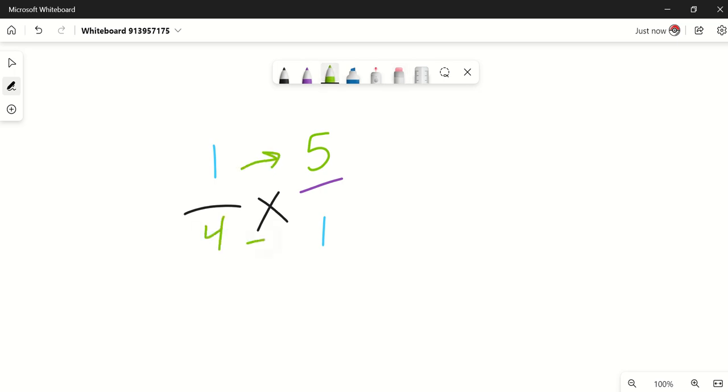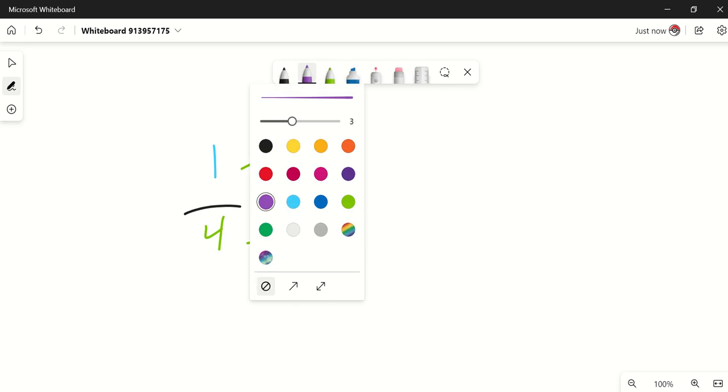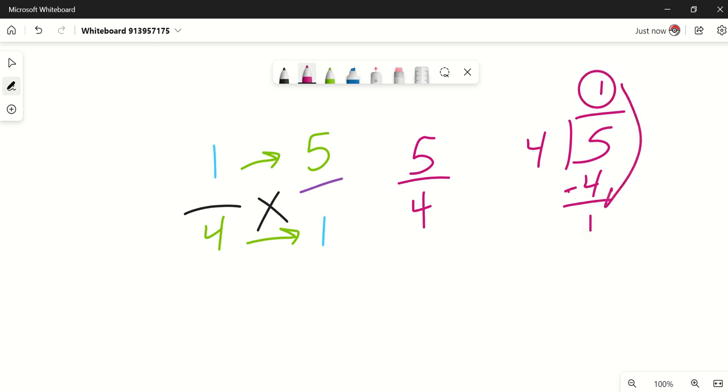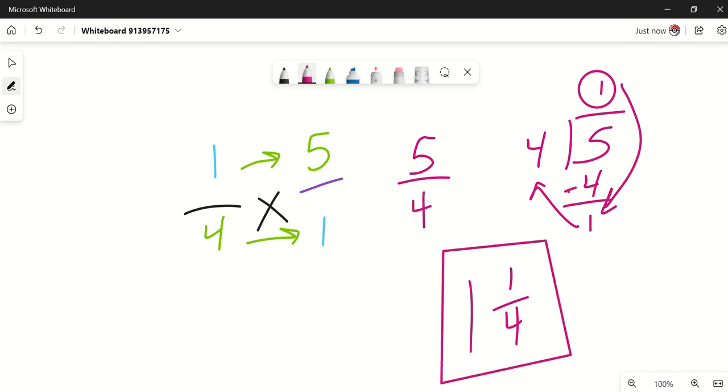Now I'm going to multiply straight across, which is going to get me 5 over 4, which is an improper fraction. 5 divided by 4. 4 will go into 5 one time, which will be 4. When I subtract it, I'll have 1 left over. My answer becomes 1 and 1/4. And that's it for that one.